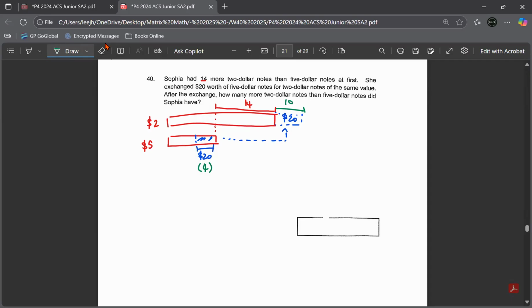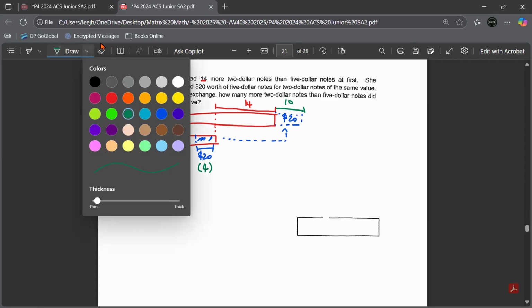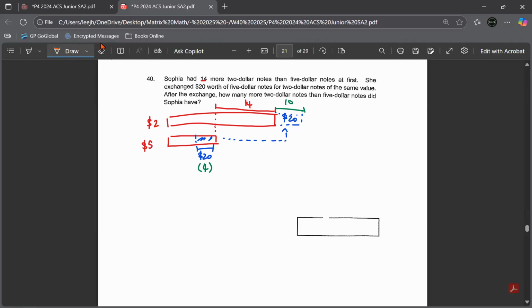So you know that from the $5 notes, you take away $20. So $20 is four pieces, right? That's why I have four. And I exchanged $20 for how many $2 notes? It is actually 10 $2 notes. So how many more $2 notes than $5 notes did he have after that? So I'm looking at this one here. Can you see over here? There's actually a value of 4.